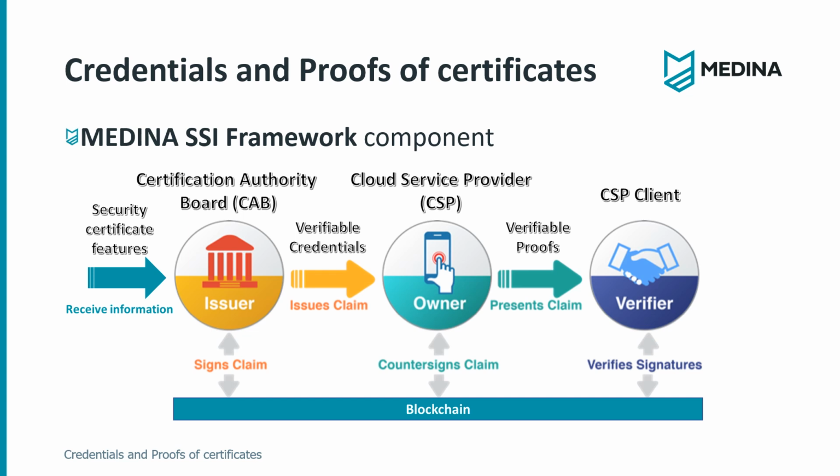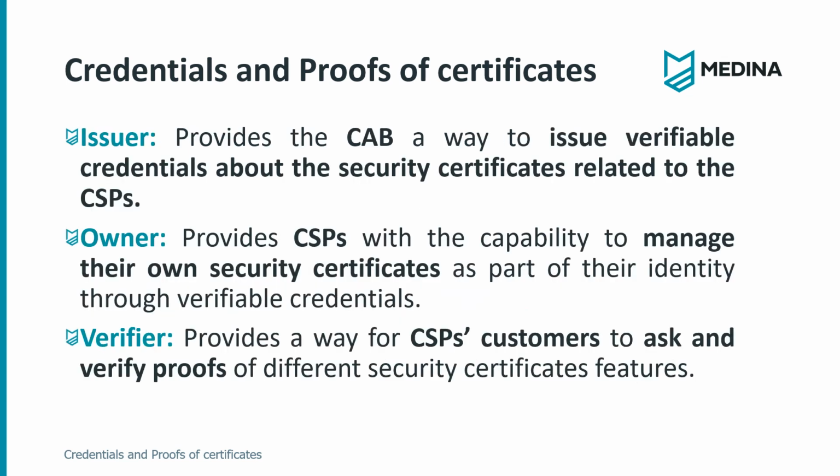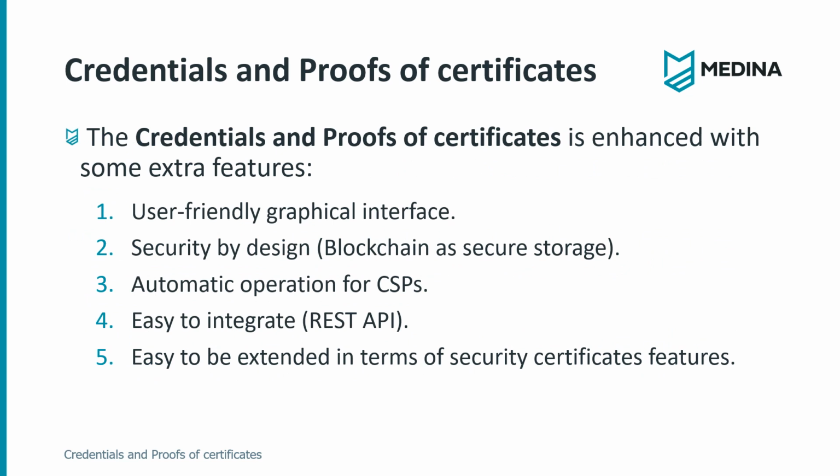securely verify them. Here you can see the 3 main self-sovereign identity components in detail. The issuer, which provides the Certification Authority Board a way to generate and sign verifiable credentials about security certificates related to cloud service providers, which are the second component. The owner, which considers the security certificates as part of their own identity. Finally, we have the verifier, providing a way for cloud service providers' customers or clients to ask and verify proofs of the security certificates.